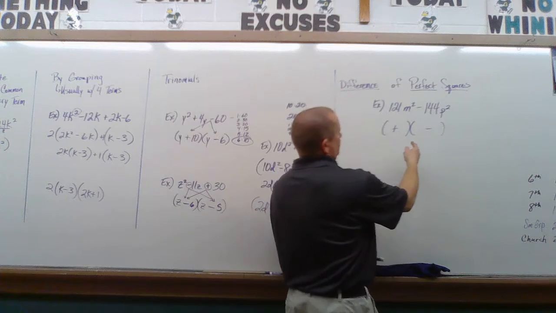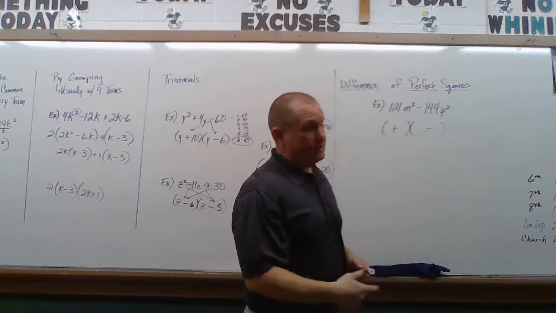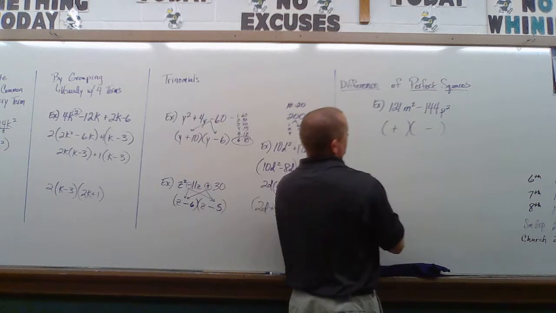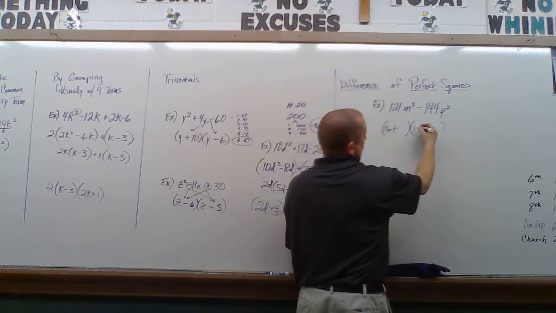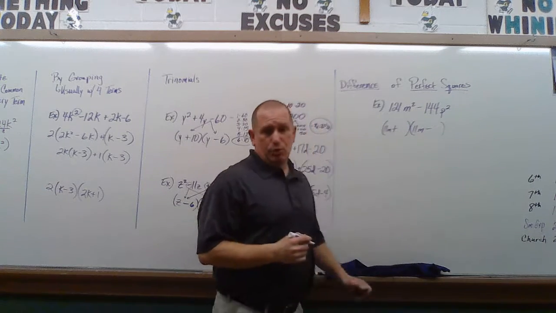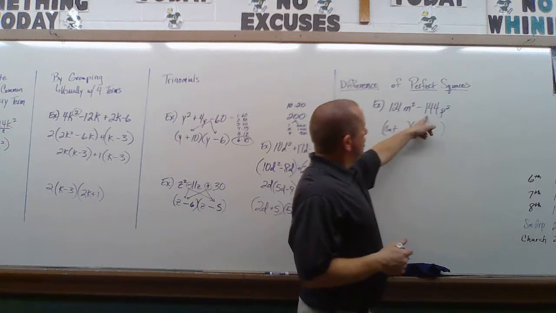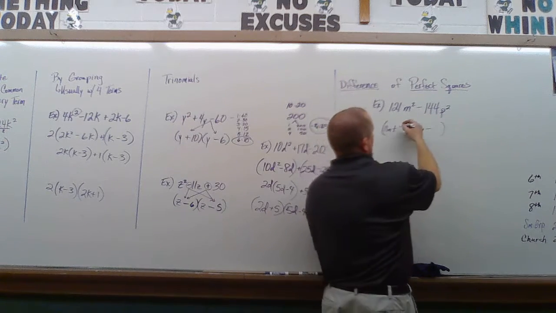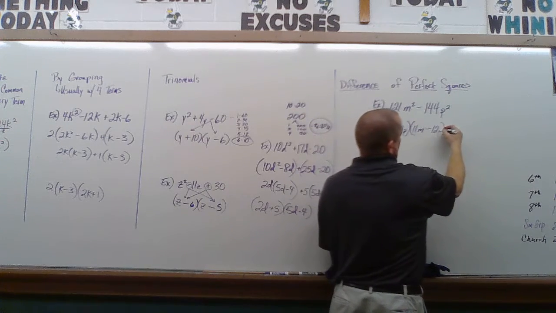So, again, to make this really simple, I take my first term and basically take the square root of it. So what's 121? The square root of 121 is 11. And the square root of m squared would be m. That is going to go before the sign in both sets of parentheses. Then I'm going to do the exact same thing over here. What's the square root of 144? 12. Square root of p squared is p. And so I end up with that.